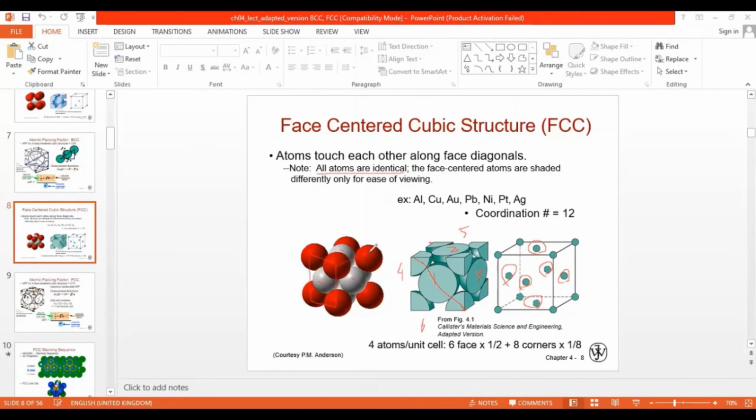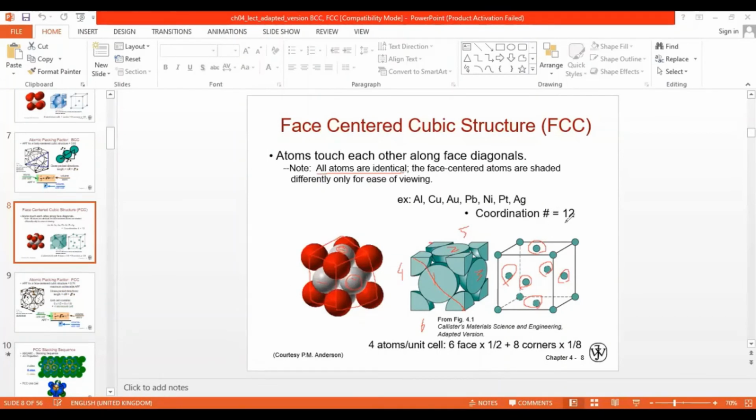If I consider this face of the cube, then this atom is face centered. If I consider this face of the cube, this atom is face centered, right? So just for ease of understanding, I have these six face centered atoms in white color, but in nature all atoms are similar in structure, all right? Examples: aluminium, copper, aurum, that is gold, plumbum, lead, nickel, platinum, Ag, argentum, that is silver, right? So these are a few examples for this FCC structure, face centered cubic structure.